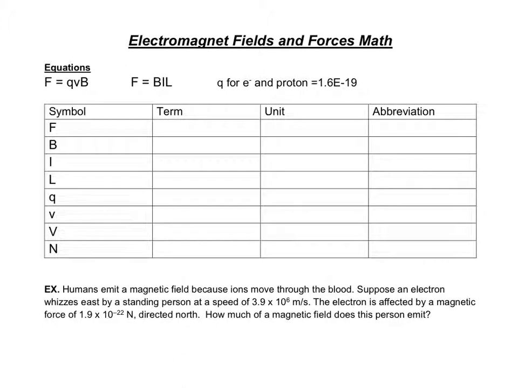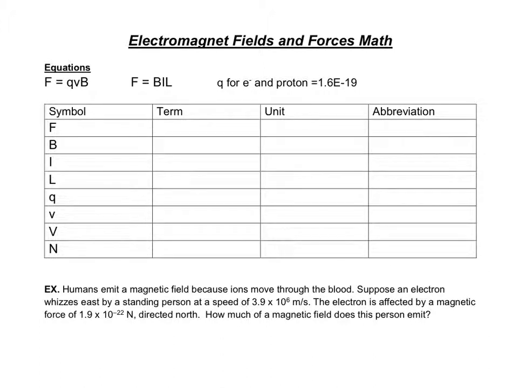By now we've already copied down the warm-up onto our packet. Let's go ahead and turn to page 2 in your packets. What we're going to do is look at some equations and the symbols, and complete the data table that you see in front of you in order to help you with the electromagnetic fields and forces calculations that you will do on pages 7 and 8.